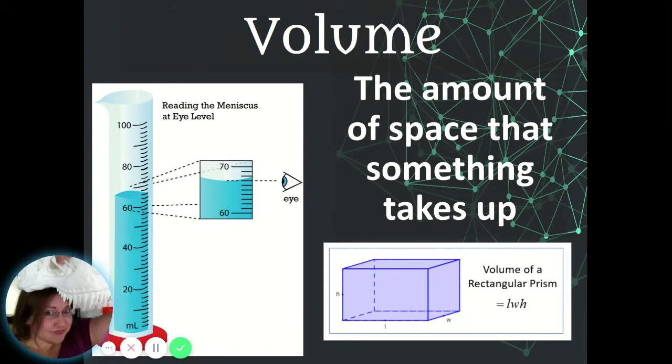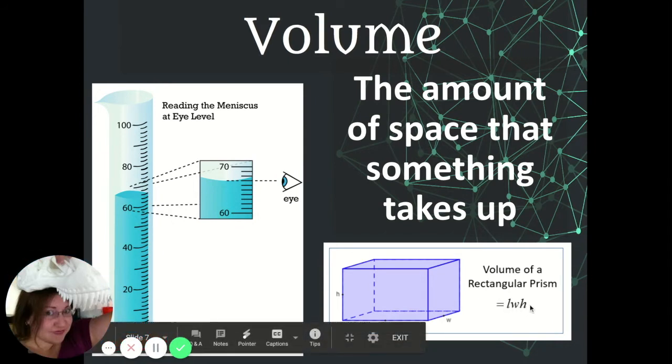So when you're trying to read the meniscus, you make sure that you look at it straight on at eye level, and also that you're reading it from the bottom of the meniscus. So you're reading it from the bottom of the curve, and that will allow you to determine the volume of the liquid.